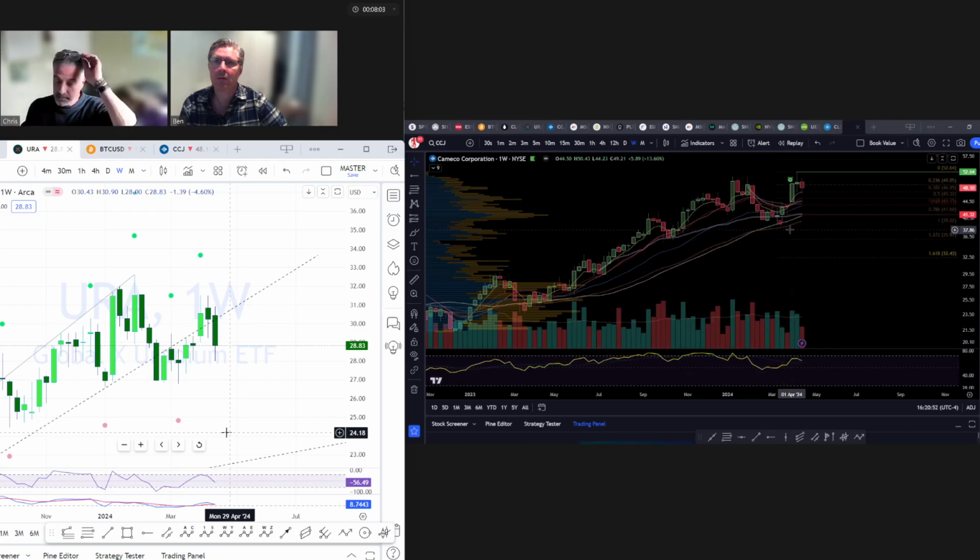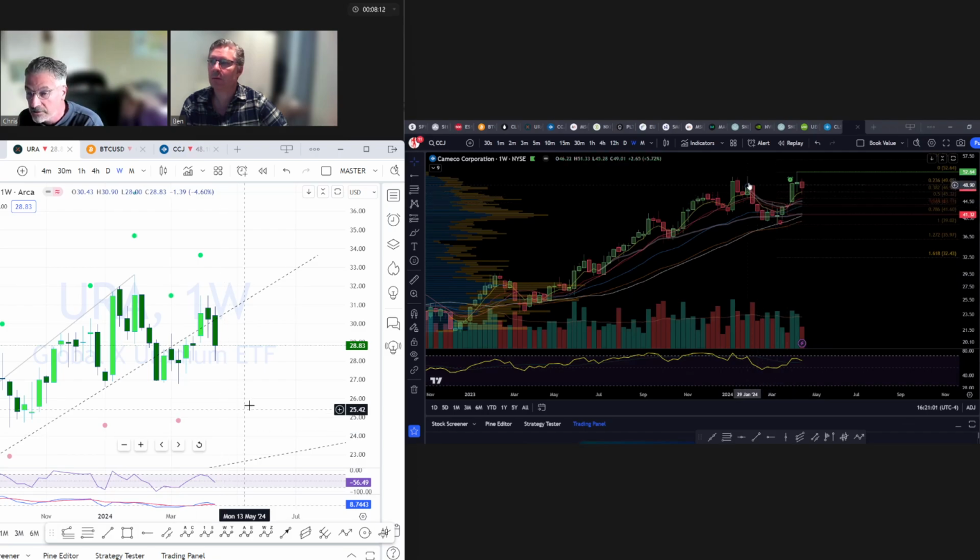And what else I like about this 50% retracement area, by the way, look at all the support we have here. You've got the 12 EMA. You've got this anchored VWAP off of this last pivot on the left side of the cup.